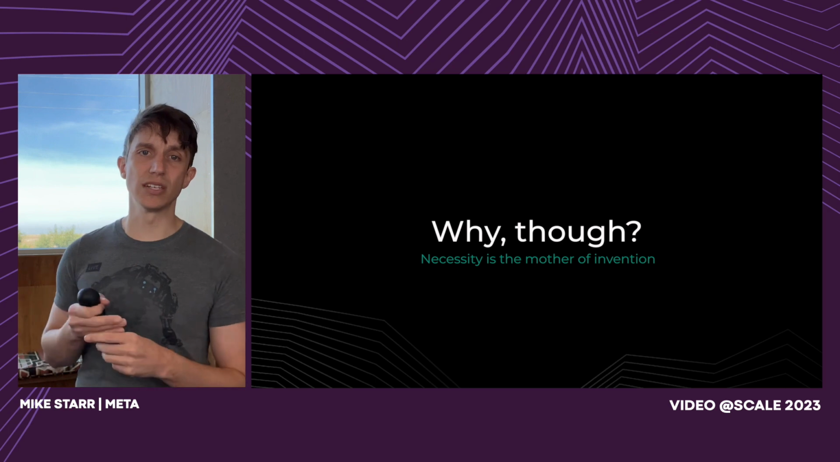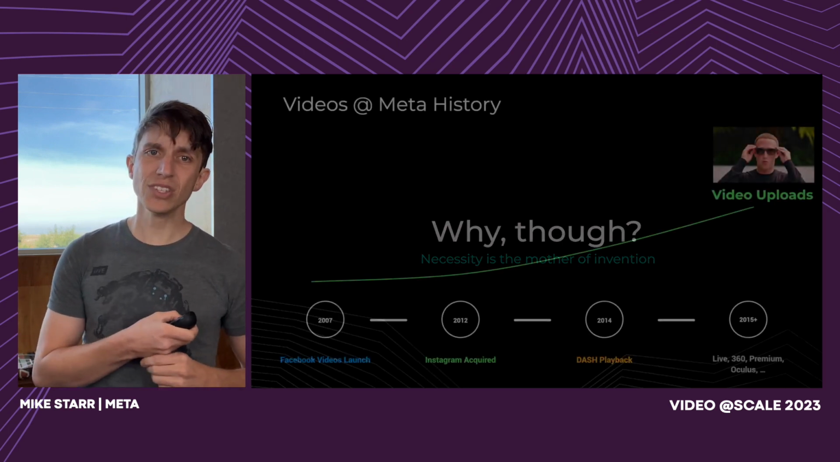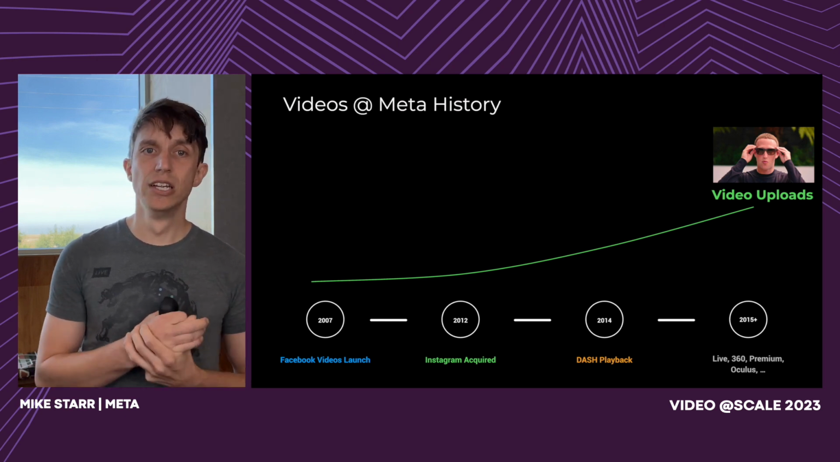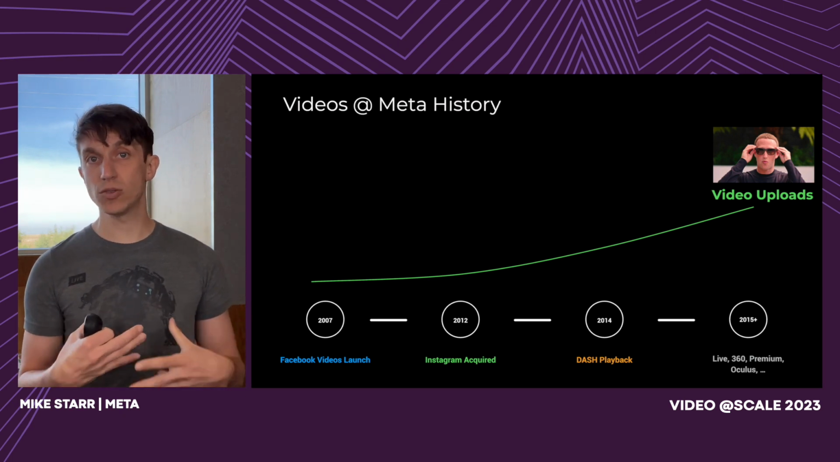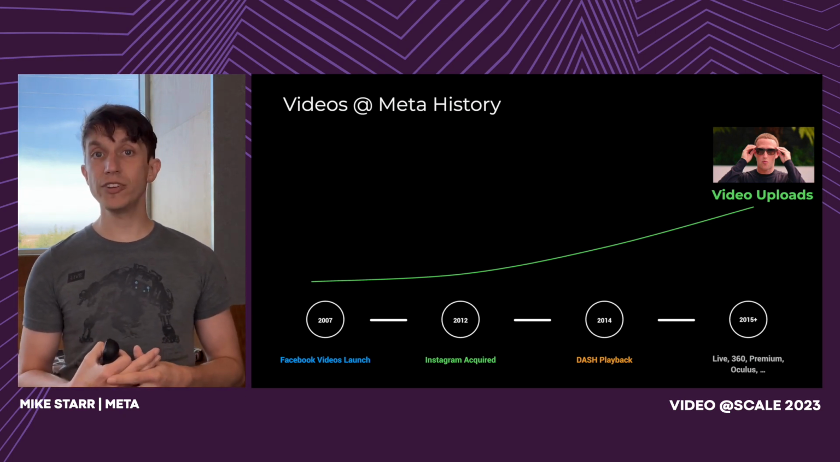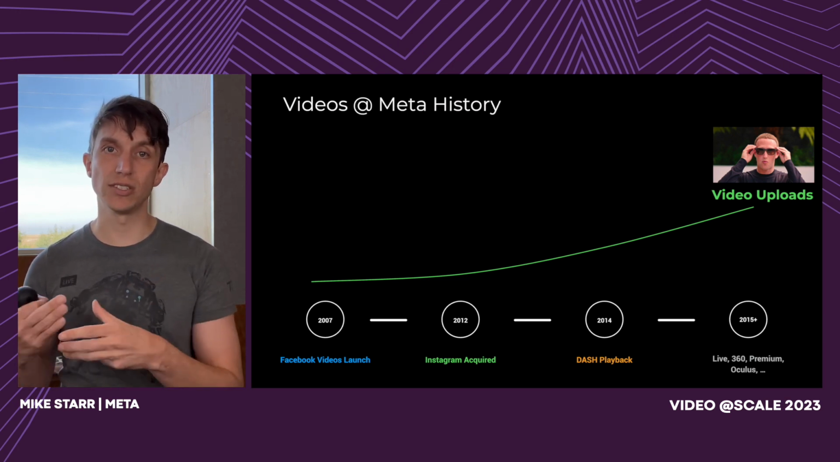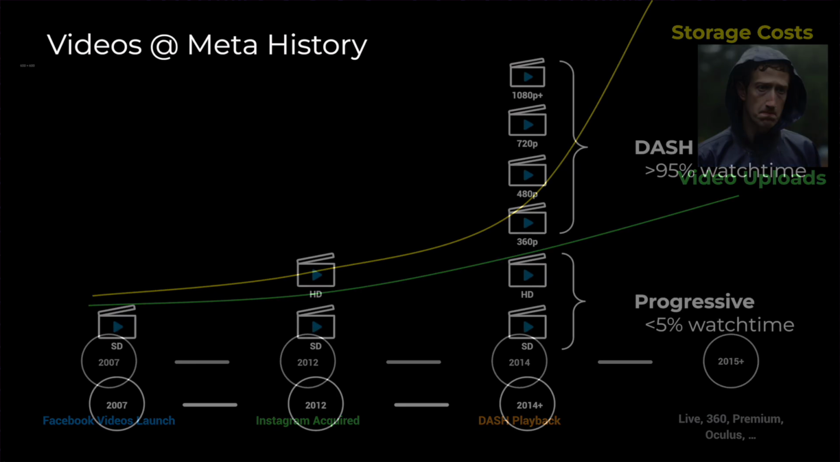So why did we build this? The short answer is storage costs. Let's take a quick journey through the history of videos at Meta. From our beginnings in 2007 to acquiring Instagram in 2012 and beyond, our video features have expanded, and so too have the amount of uploads to Facebook and Meta. But we had a problem. The storage costs were going up way faster than video uploads were, and we needed to do something about this.